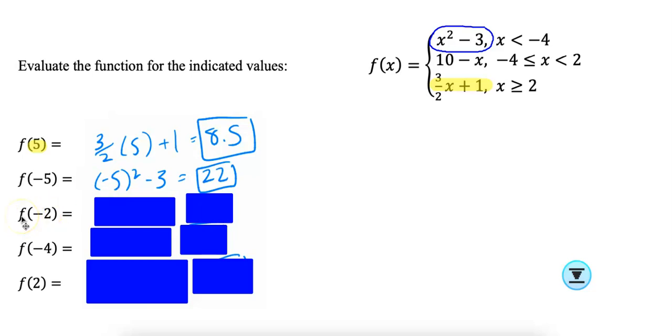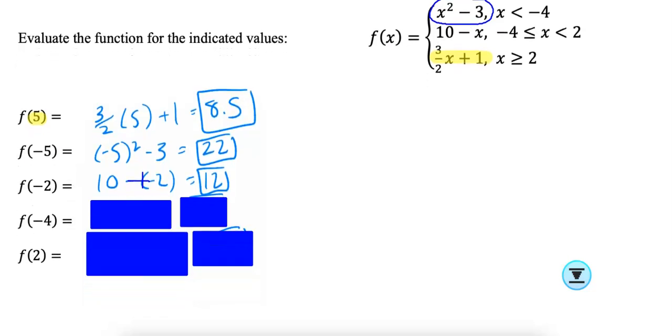Next one, f of -2. -2 would fall between -4 and +2. So I'm going to take this -2 and substitute it into my middle equation. Now I'm going to subtract a negative, which looks a little weird. So I would have 10 minus, and then I am substituting in my -2. And if you'll remember, if you subtract a negative, that is really like adding. And so you would have 10 plus 2, which is 12.